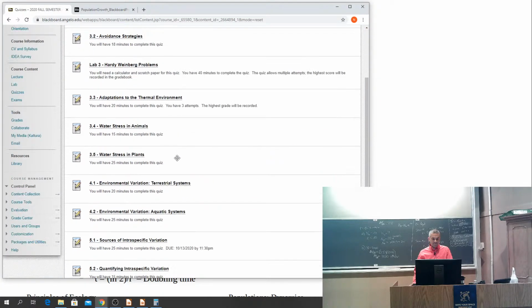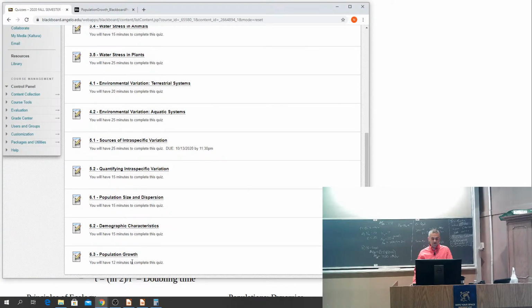Second thing, the population growth quiz just went live during our lecture today. It's 12 minutes. It does not have any of these calculations on it where you have to actually calculate population size. That's what the homework is for. And we'll continue that with our next presentation, because now we'll start introducing regulatory mechanisms.